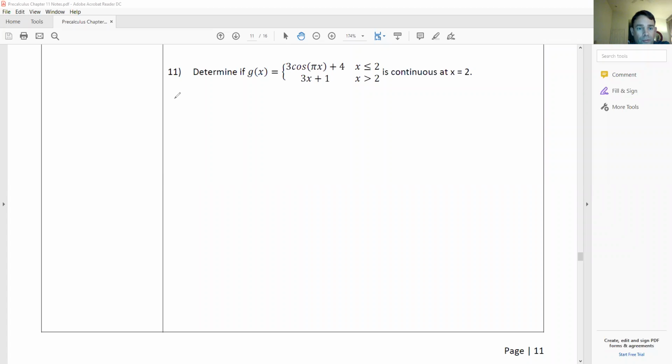All right, so we've got to figure out, is g defined? So that's going to be 3 times cosine of pi times 2, so 2 pi, plus 4. Cosine of 2 pi is the same thing as cosine of 0, so that's 3 times 1 plus 4. So that means it equals 7. So that means g of 2 is defined. It equals 7.